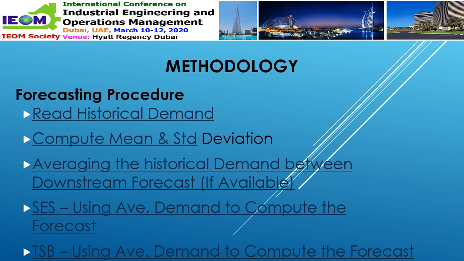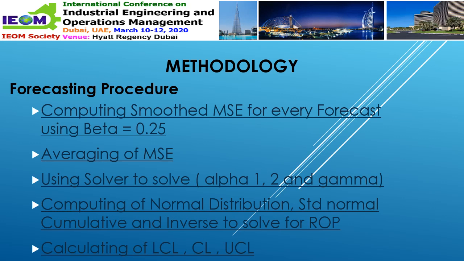So for the forecasting procedure, we have developed the procedure from getting historical demand, computing the mean and standard deviation. Then we use SES using average demand to compute the forecast. Then TSB using average demand to compute the forecast also. Then we computed the smoothed MSE for every forecast using beta equal to 0.25. Then we calculated the control limits: the lower control limit, the central line, and the upper control limit.